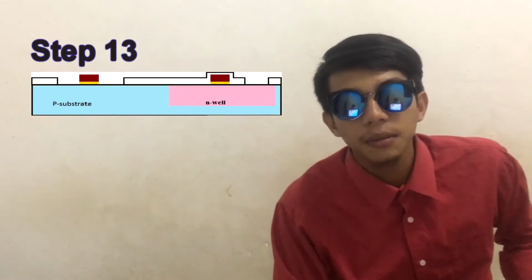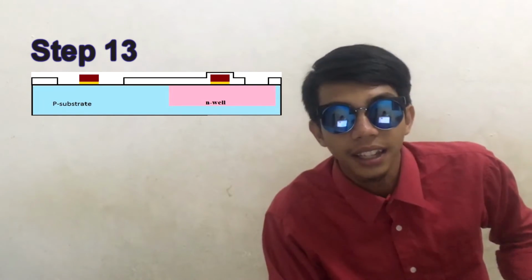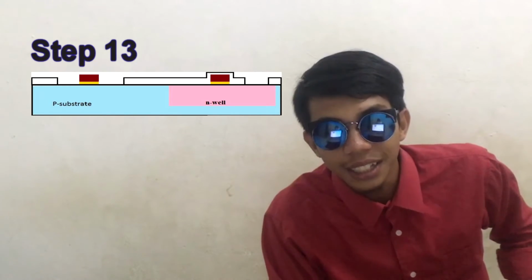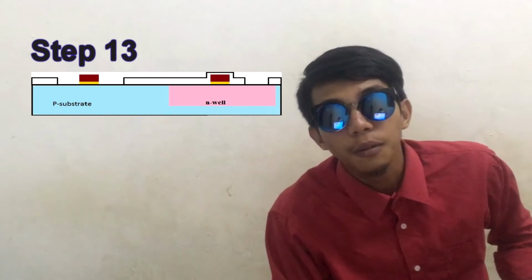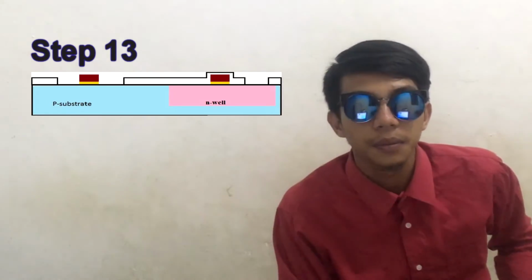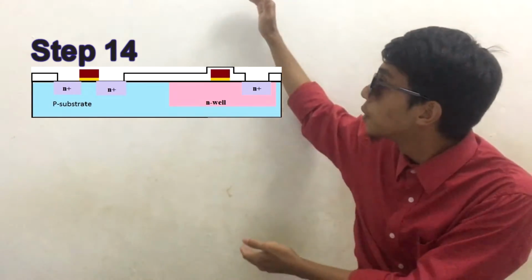Okay, step 13, masking and N diffusion. By using the masking process, small gaps are made for the purpose of N diffusion. The N-type dopants are diffused or ion implanted, and the N-type regions are formed for the formation of the terminals of NMOS.